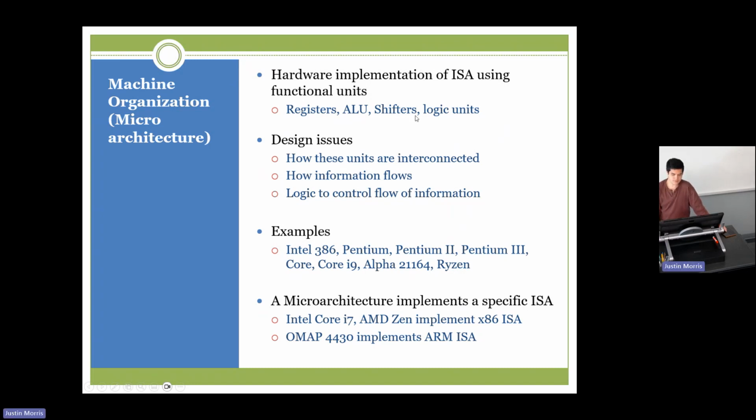Do I need a shifter? This could also just be in the ALU, but you could also need separate ones. And then what are the other logic units that I need? Do I need a floating point unit to do floating point operations? So the CPU architecture is going to figure out how these units are interconnected, how the data is going to flow through it, and how to control that flow.